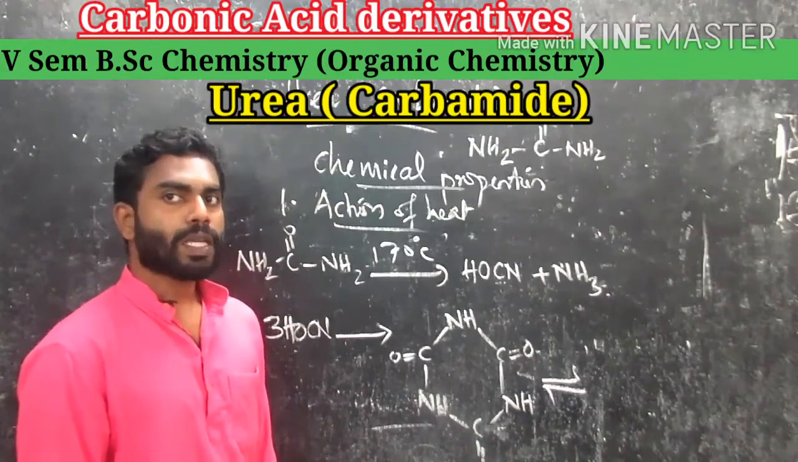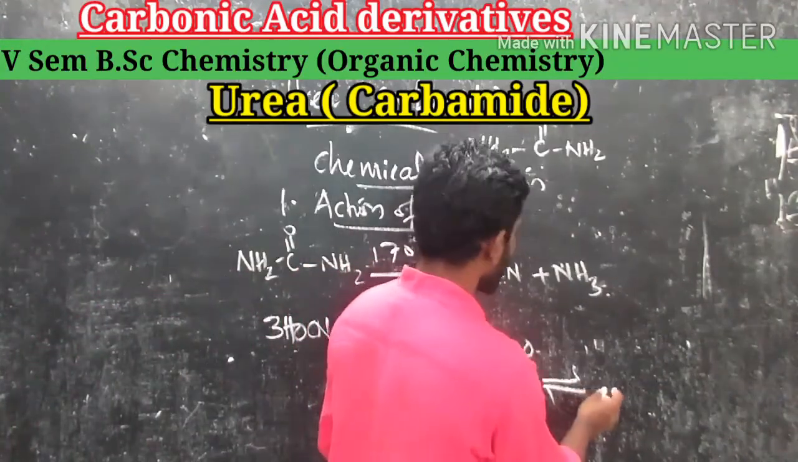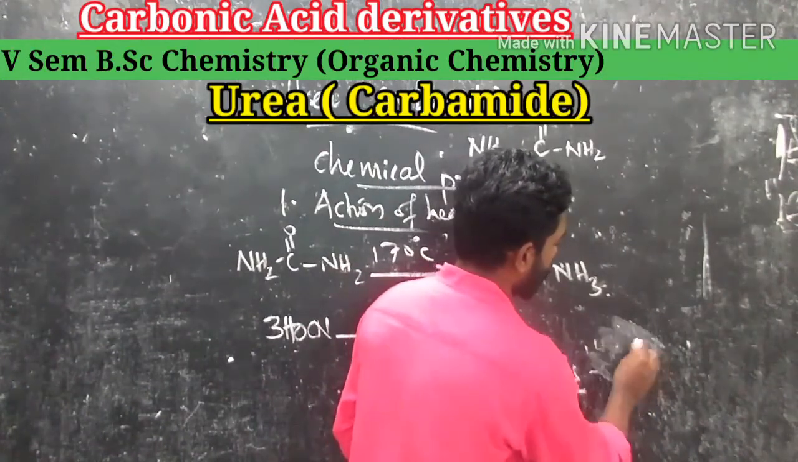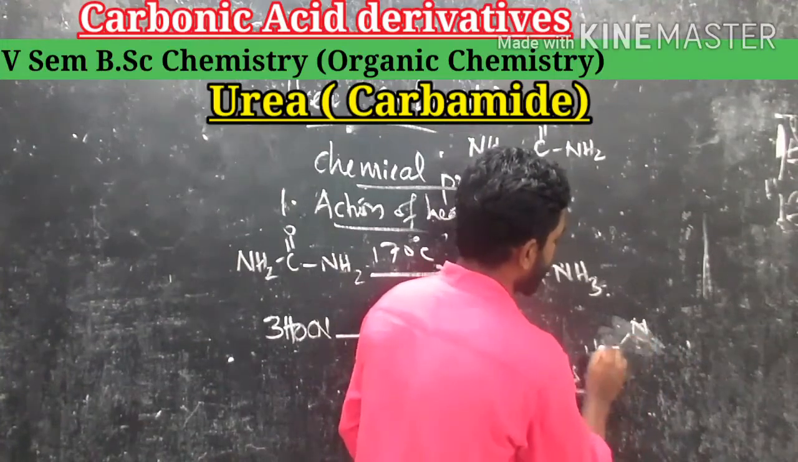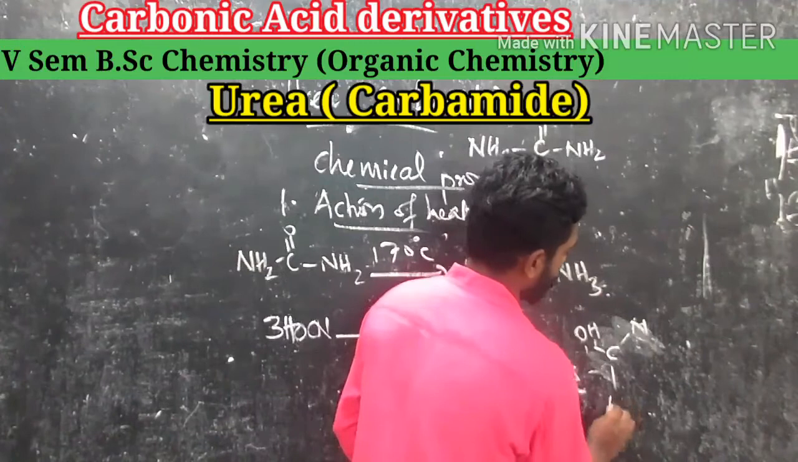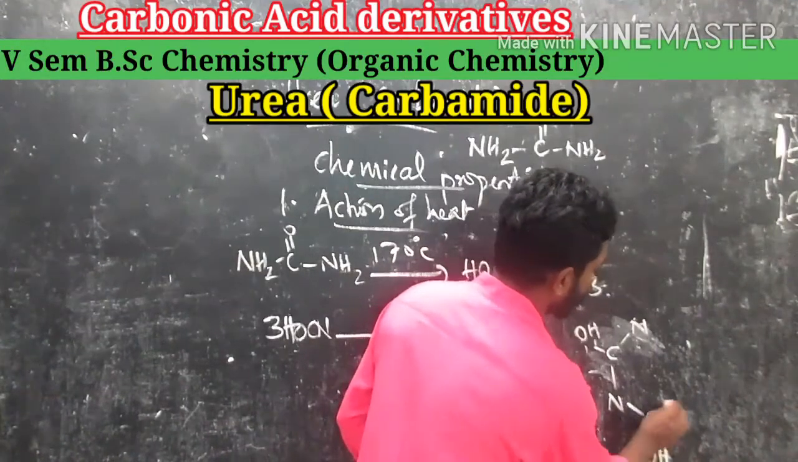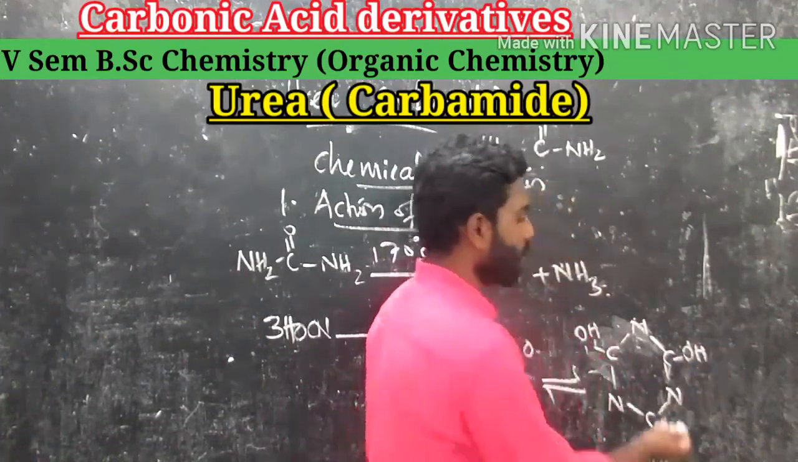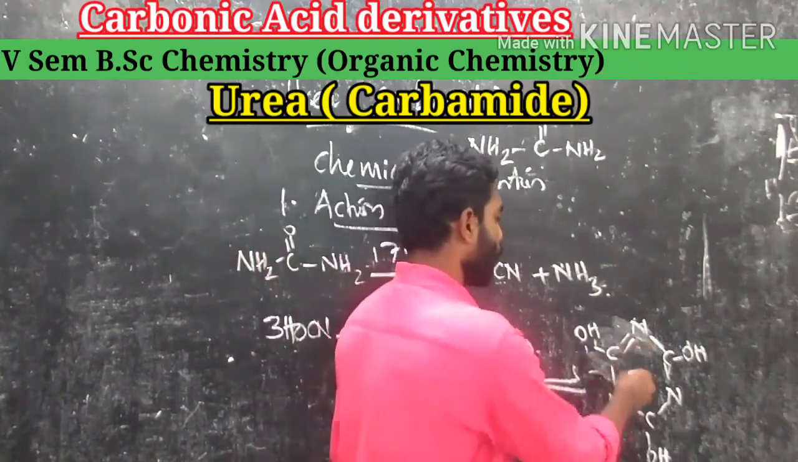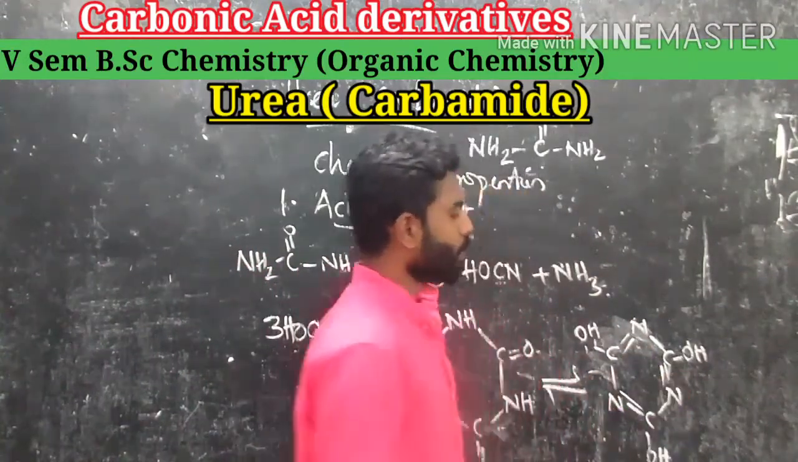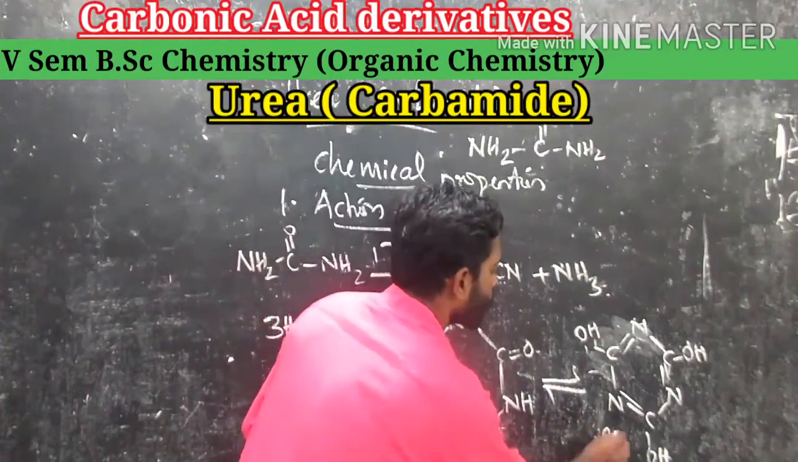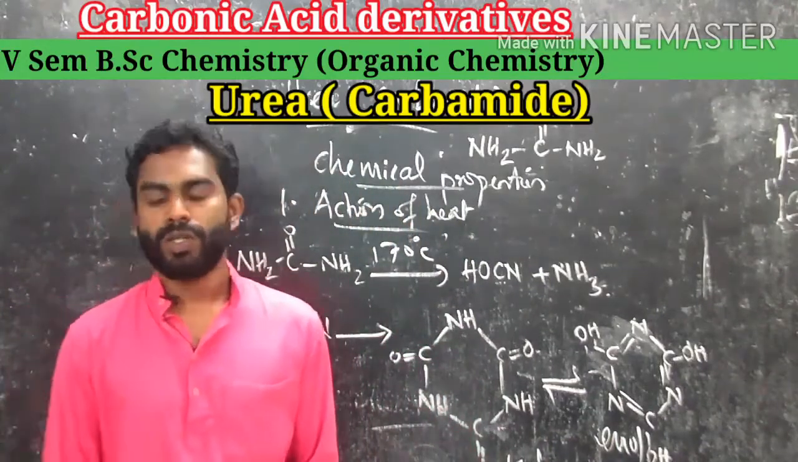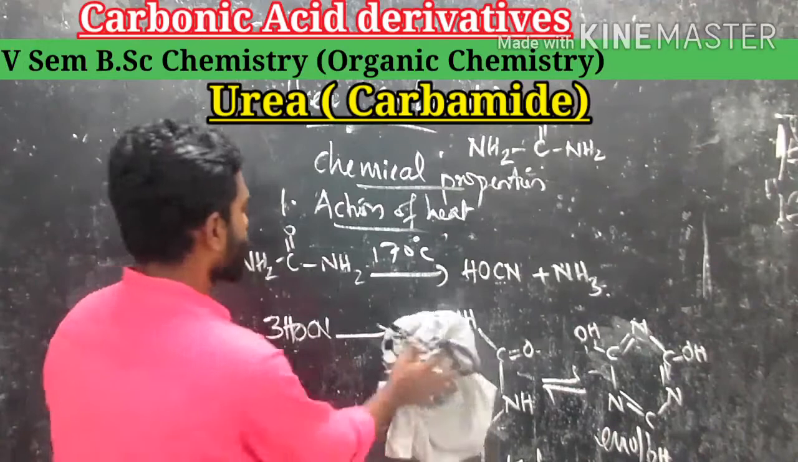Cyanuric acid has two forms, keto form and enol form. The enol form has C-N double bonds and COH groups. This is the enol form, and this is the keto form of cyanuric acid. This is the action of heat.